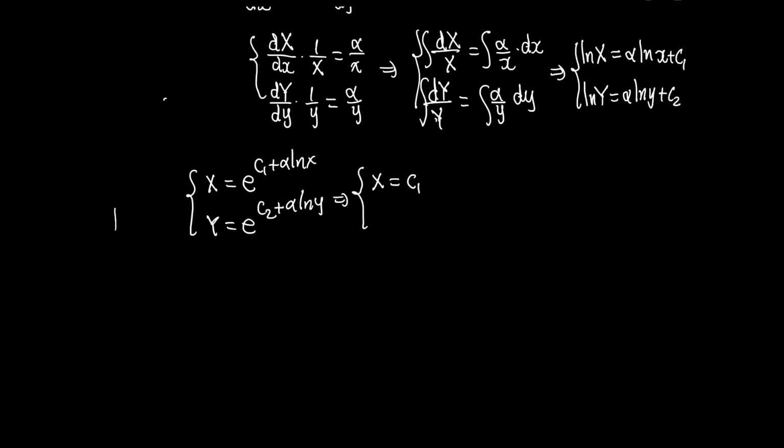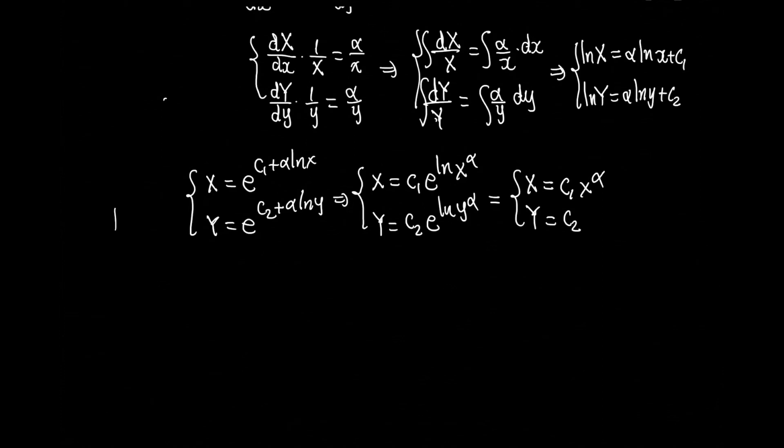Here gives you just c1 e to the power of ln x to the power of alpha, and then here gives you c2 e to the power of ln y to the power of alpha. And then ln with e cancel each other, then you just have X is going to be c1 x to the power of alpha, and then y equal to c2 y to the power of alpha.